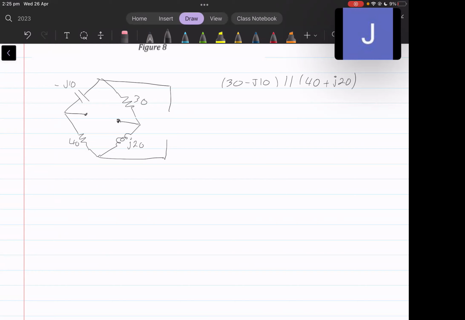You can do this on your calculator fairly easily, because you should all have complex calculators at this point. And that simplifies down fairly nicely to 20 ohms. Then we know that ZL for maximum power transfer should be 20 ohms.